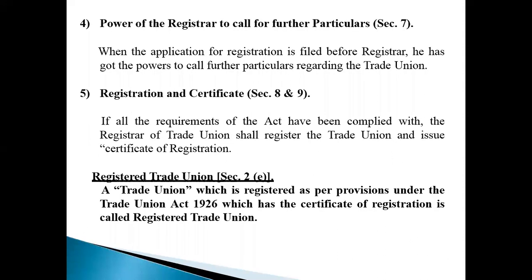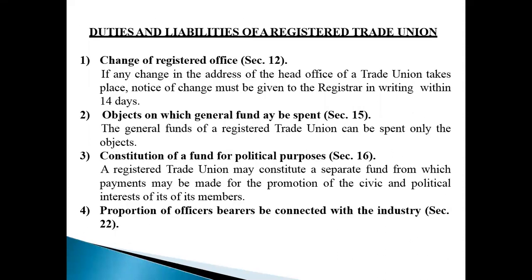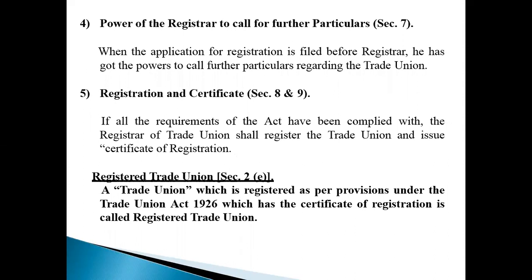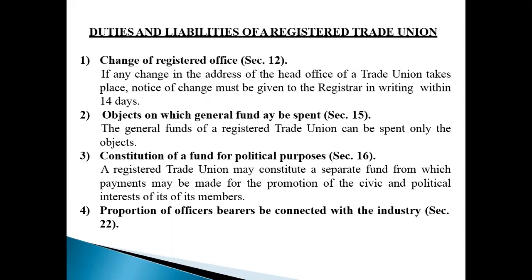Then duties and liabilities of registered trade union. So after all these particular procedures under certain sections, that is from section 1 to sections 8 and 9 and section 2E, certain duties and liabilities are imposed on registered trade unions. So what are they?